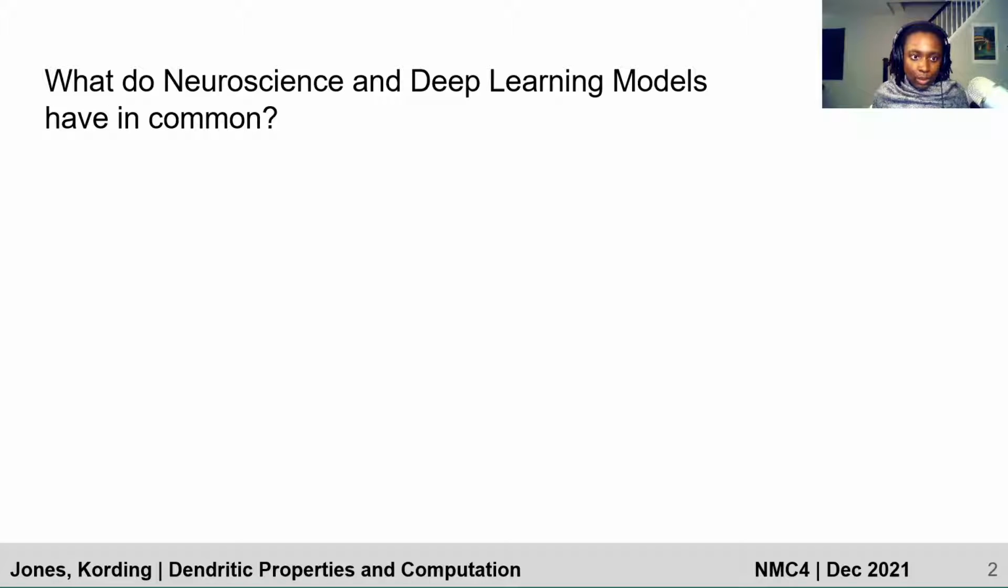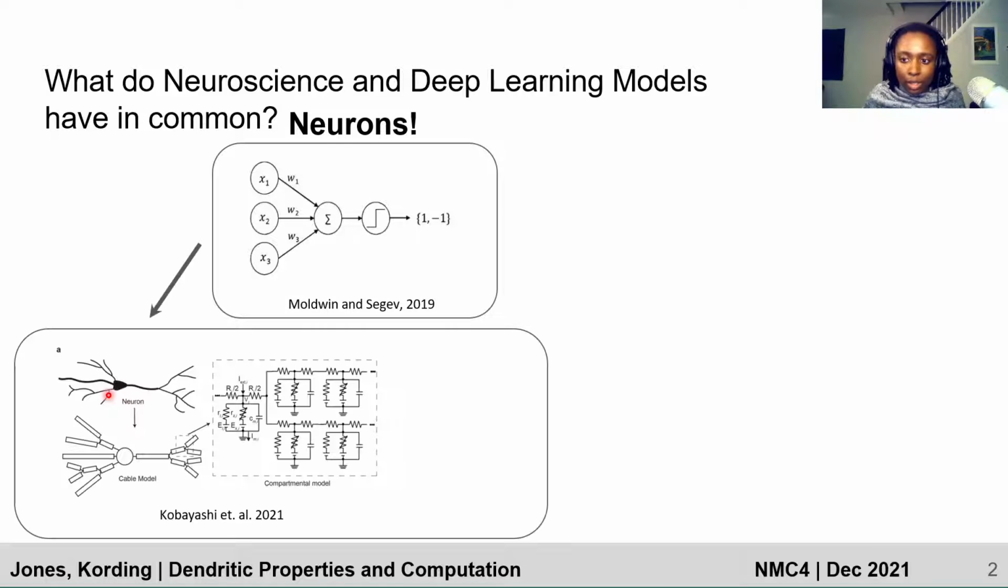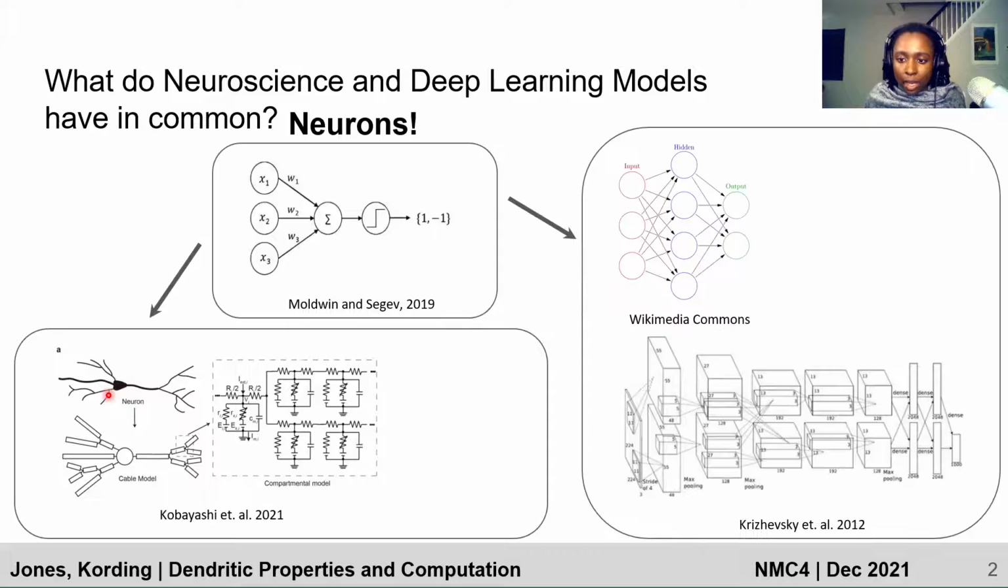So, what do neuroscience and deep learning models have in common? Neurons. Historically, the first mathematical models of neurons were linear weighted sums mapped through a threshold nonlinearity. Neuron modeling has since moved toward more empirically detailed models of single neurons, while deep learning has moved toward complex neural network architectures while keeping the abstracted point neuron model largely the same.